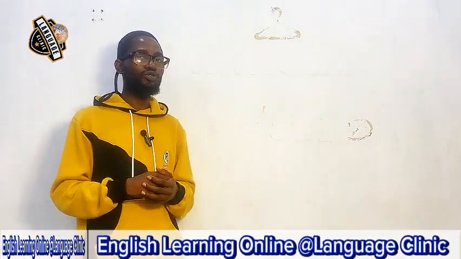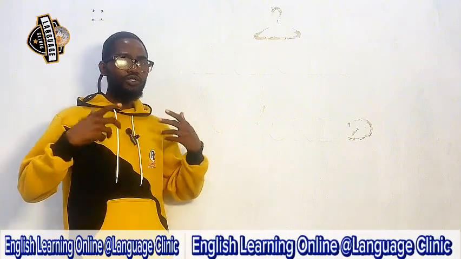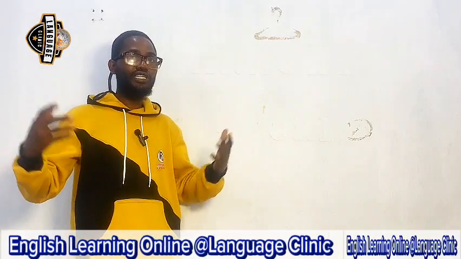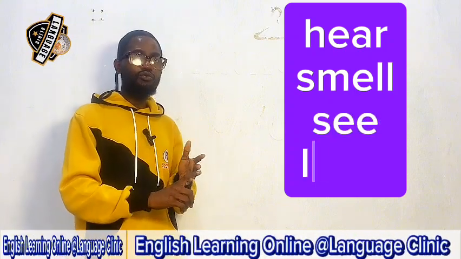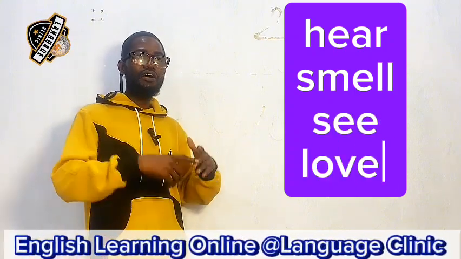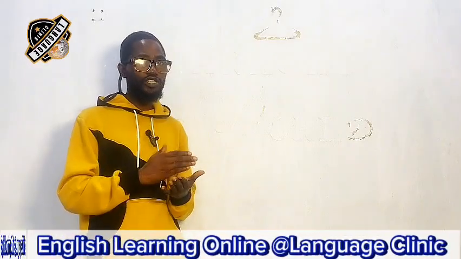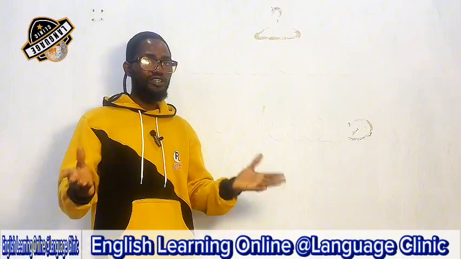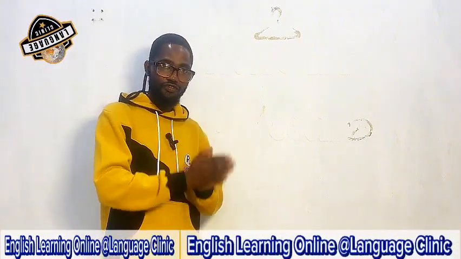Some of the examples of stative verbs that we have in the English language. Most of these stative verbs have something to do with our senses. We have a good example: hear, H-E-A-R. We have smell. We have see. We have laugh, etc. Whenever we use each of these words, they are not expected to be used in the ing form, because they are already in the present form.